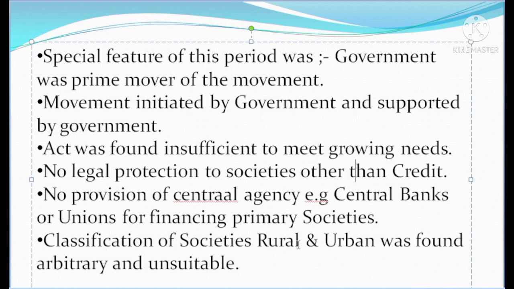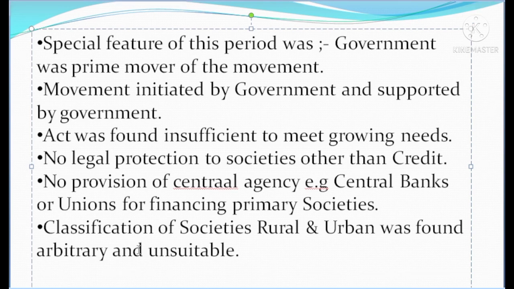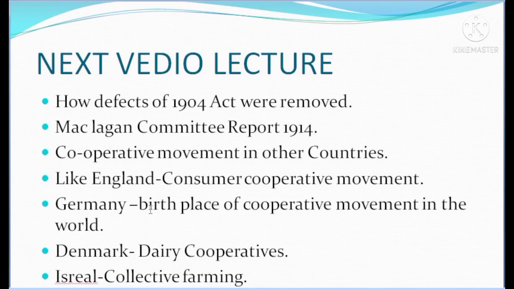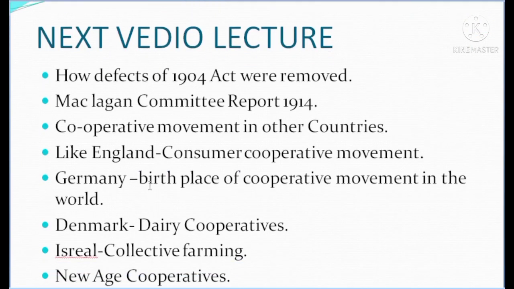Classification of societies, rural and urban, was arbitrary and unsuitable. That means the classification of societies as urban and rural was found to be arbitrary, not up to the situation, unsuitable to the situation. So these things were cleared by passing another Act in 1912, which we will discuss in the next video lecture, how defects of the 1904 Act were removed.